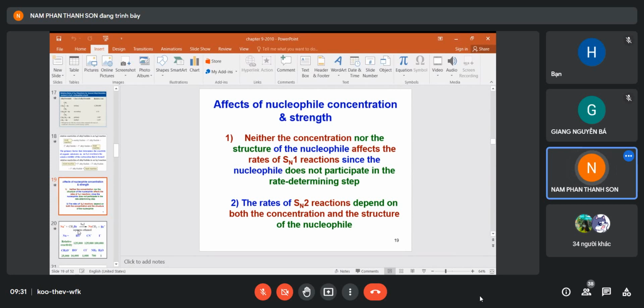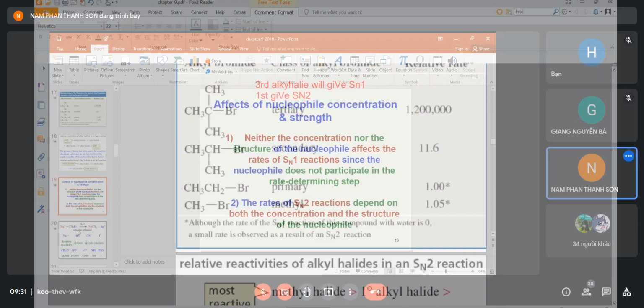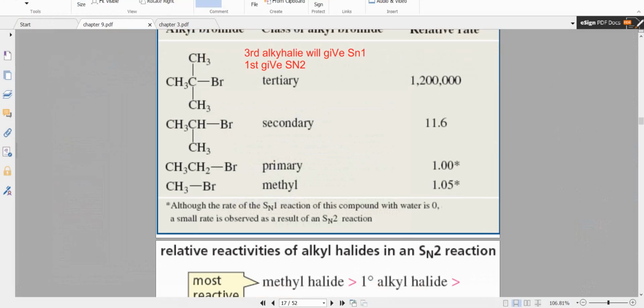For primary alkyl halide, we know it is SN2. For tertiary, we know it is SN1. For secondary, we look at the nucleophile. So if the nucleophile is strong and high concentration, is it easier or more difficult for an SN2 reaction?